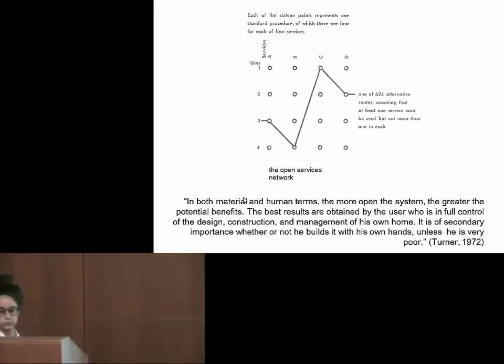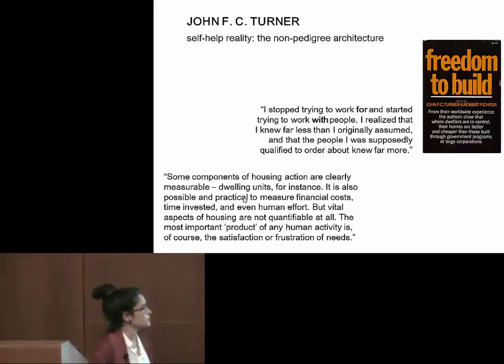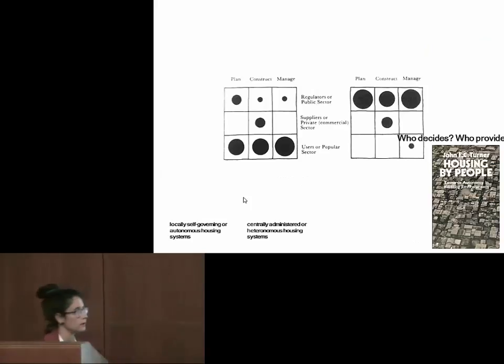Well, this is the second book, the Housing book, where he tries to answer these two main questions: who decides and who provides in the housing situation. And then he explains these two approaches, locally and centrally administrated systems. As you can notice, they're kind of layered on each other. But it's not that one is right or one is wrong. It's that one is right for a certain reality and another for another.